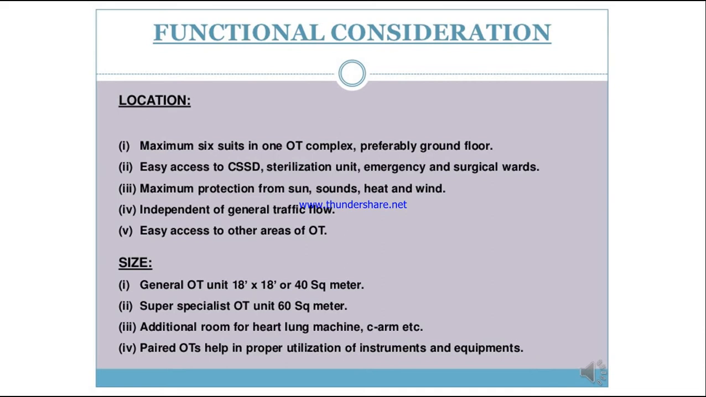Now coming to the size, the general OT unit should be 18 by 18 or 40 square meters. Super specialist OT unit should be 60 square meters. Additional rooms should be present, like for keeping the machines, like heart lung machine, C-arm machine, etc. And paired OTs help in proper utilization of instruments and equipment.